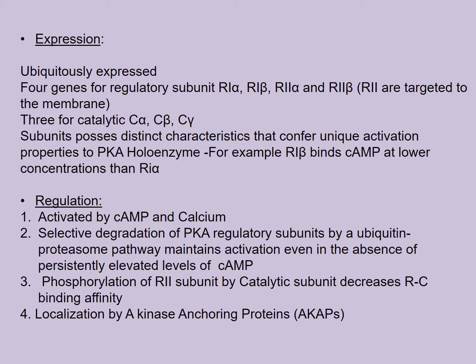And also these subunits have different affinities for each other, which also will give unique activation properties. For example, regulatory subunit 1 beta binds cAMP at a lower concentration than regulatory subunit 1 alpha. Therefore, if you have regulatory subunit 1 beta, you are going to be activated faster than if you have regulatory subunit 1 alpha. So we have said that it's regulated by cAMP, because again, cAMP is binding these inhibitory sites that prevent catalytic subunits from being active.